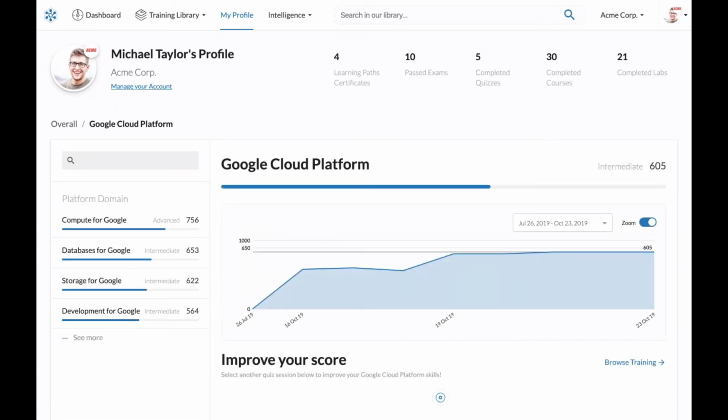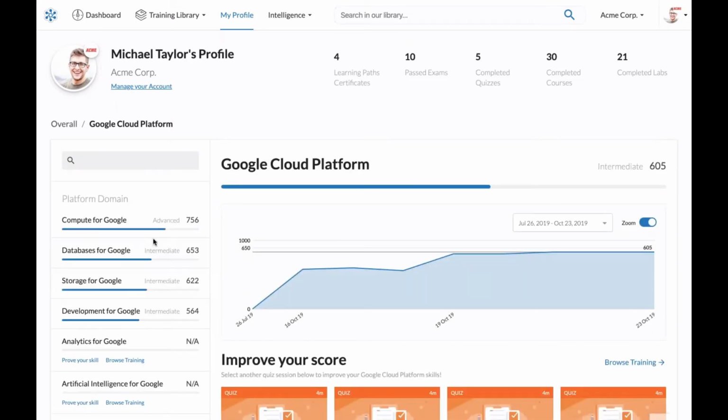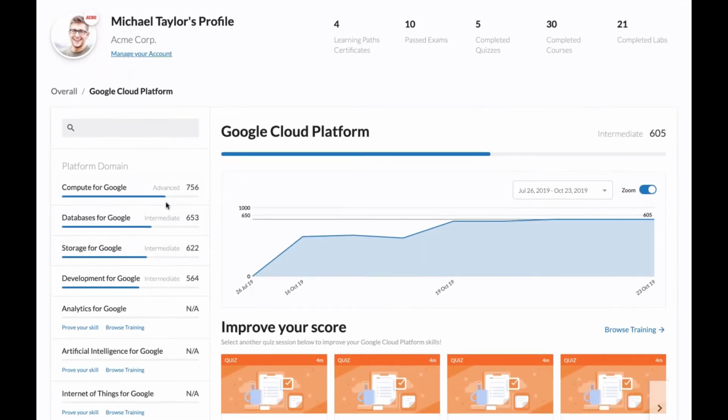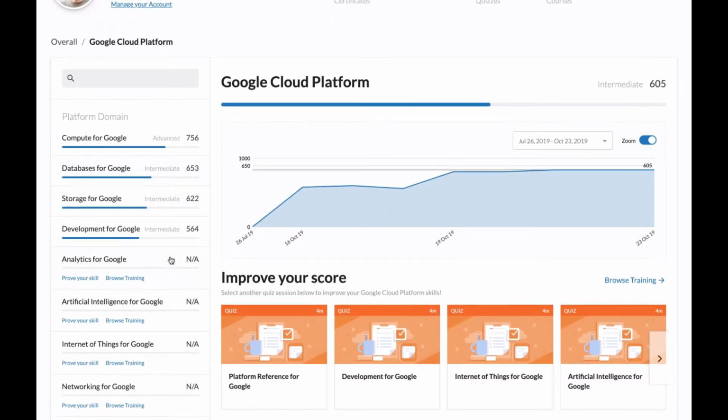and I can see all the domains of the Google Cloud Platform. For example, I'm an advanced student for Compute for Google. I'm intermediate for database, but I never did any assessment on analytics. So this tool is also very good to know what my strengths and weaknesses are. So what should I improve given my score?